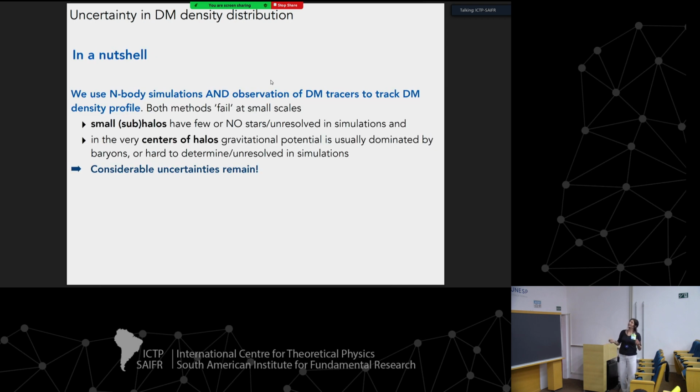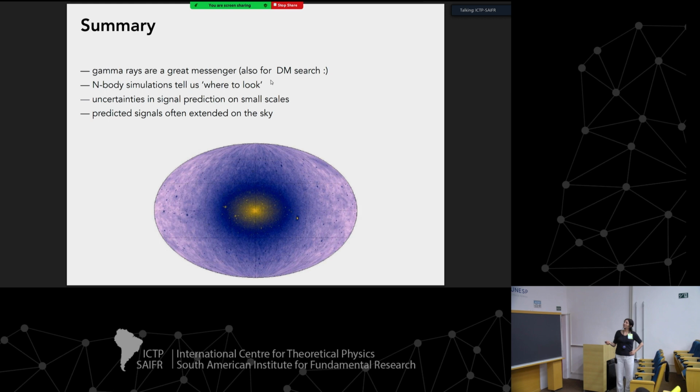So this is, in a nutshell, the summary of this little part: we use n-body simulations and observations of dark matter tracers to track the dark matter density profile, but at small scales we fail, both observationally and in simulations. So this is the stop.